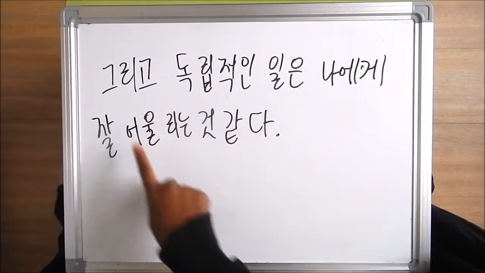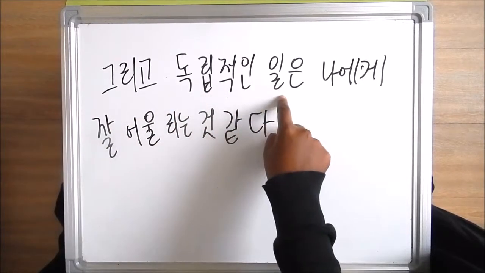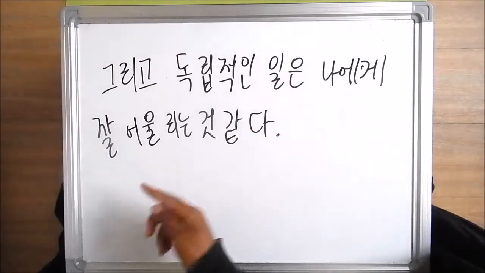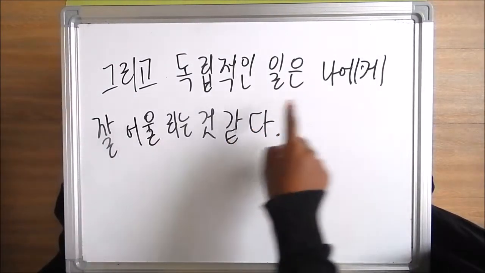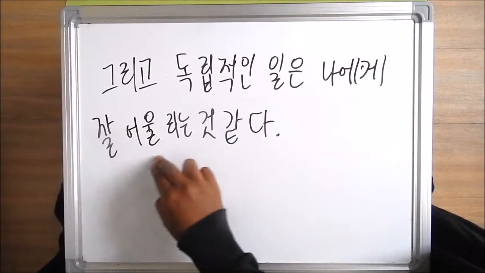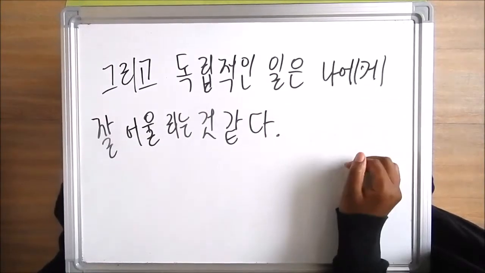Okay, so you can see here. So also, 독림 초긴, independent work. So independent work, 나에게, to me or for me, 잘 어울리는 것 같아요. I think it suits me well. So independent work suits me well, I think, to me. So I think independent work suits me well.